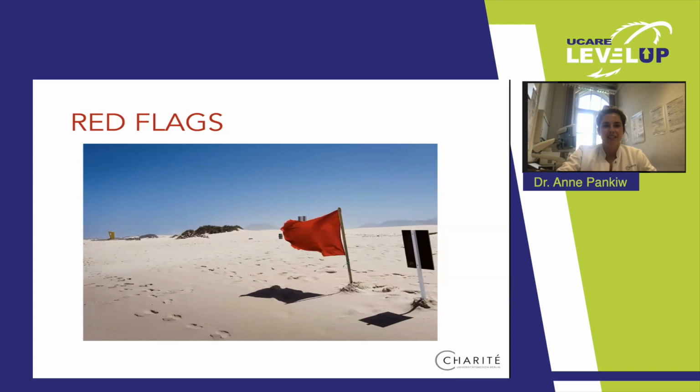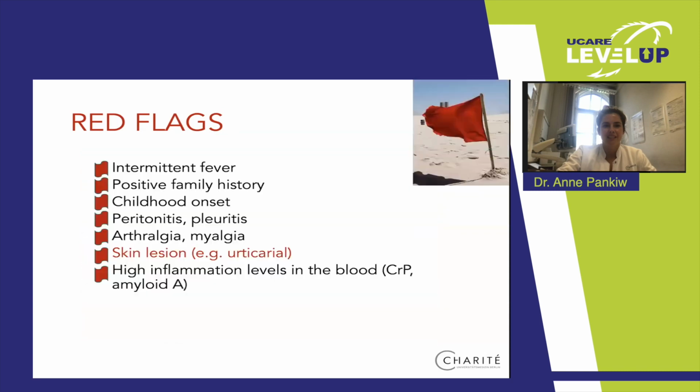When we talk about autoinflammatory diseases in rheumatology, we mean various disease patterns that are characterized by generalized inflammatory episodes and certain symptoms. It is important that these diseases do not have any autoantibodies. If they have autoantibodies, it's not an autoinflammatory disease. So we have red flags where we should think of an autoinflammatory disease. And these are intermittent fever, positive family history, childhood onset, peritonitis and pleuritis, arthralgia and myalgia, skin lesions, for example urticarial, and high inflammation levels in the blood.